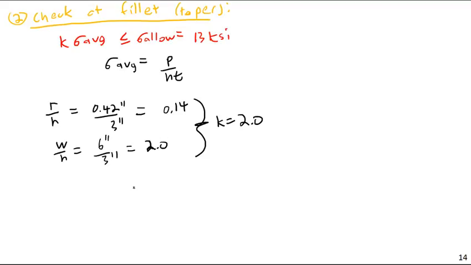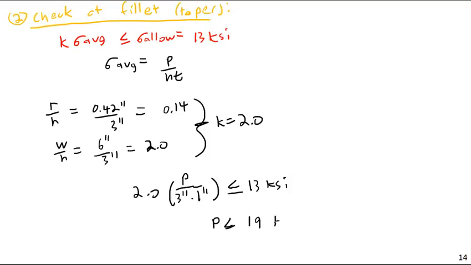So then I can simply say 2.0 for my stress concentration factor, times P over 3 inches times 1 inch, is less than or equal to 13 KSI. And I get that P must be less than or equal to 19 kips.